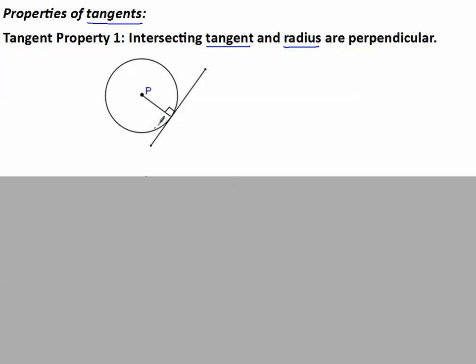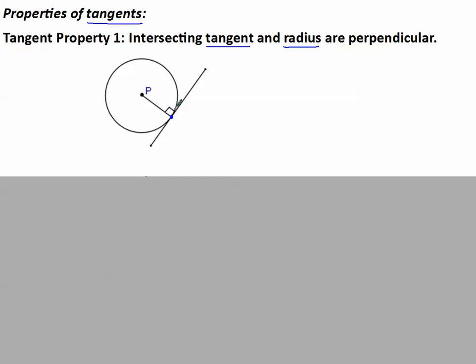So you see in this picture, this line is a tangent because it is only touching here, at the point of tangency, and here is a radius. When a tangent intersects with a radius, they will intersect at a right angle.